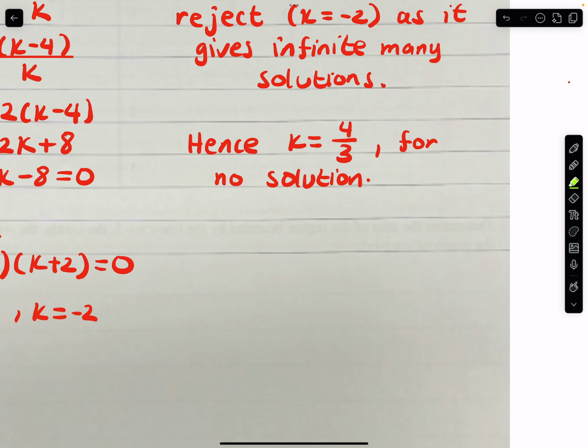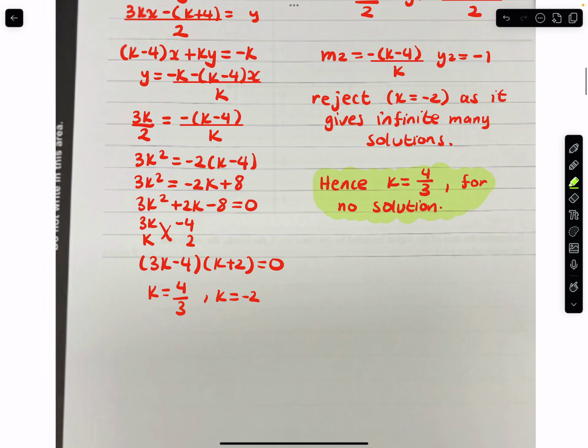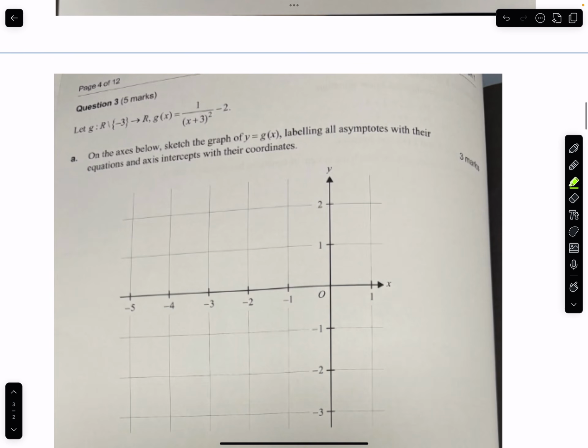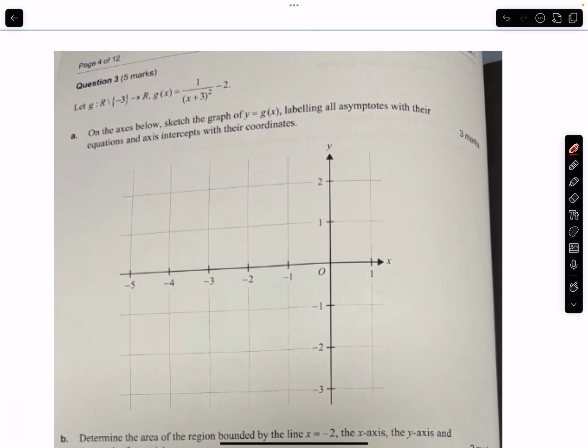Beautiful. Done. There it is. Not too bad. So, hope that makes sense. Beautiful. Next question. Question 3. It says, let g, okay, we know all reals except negative 3, and it's a truncus. Of course, that's its maximal domain. On the axis below, sketch the graph of g of x, label all the asymptotes with the equations and the actual intercepts with the coordinates.